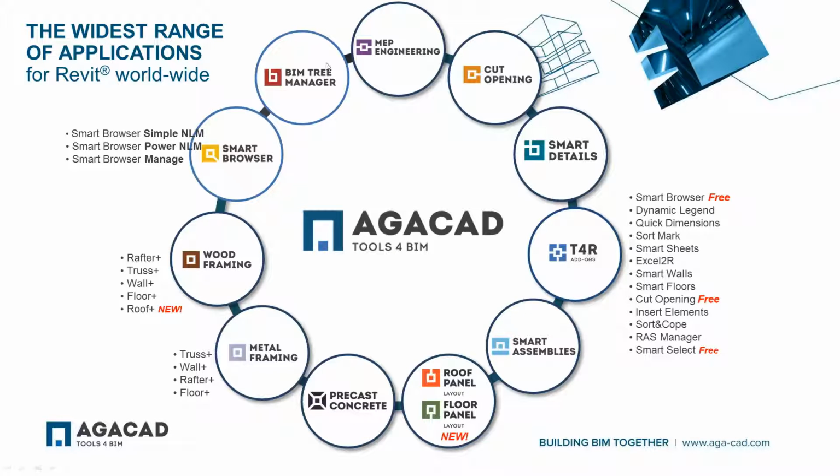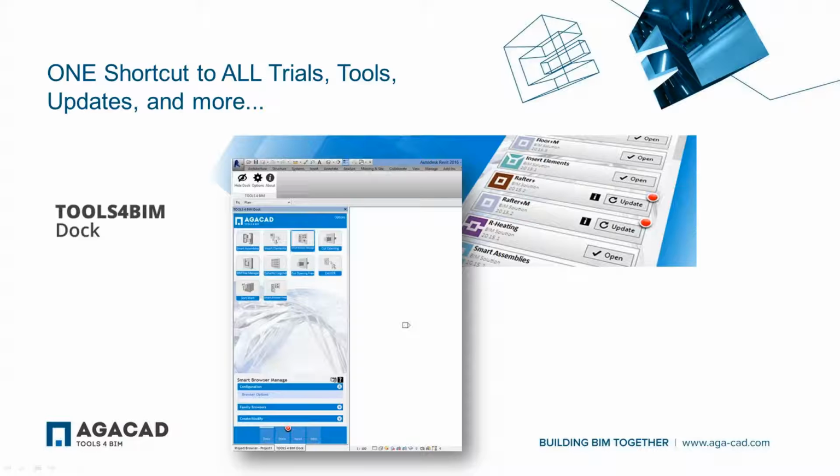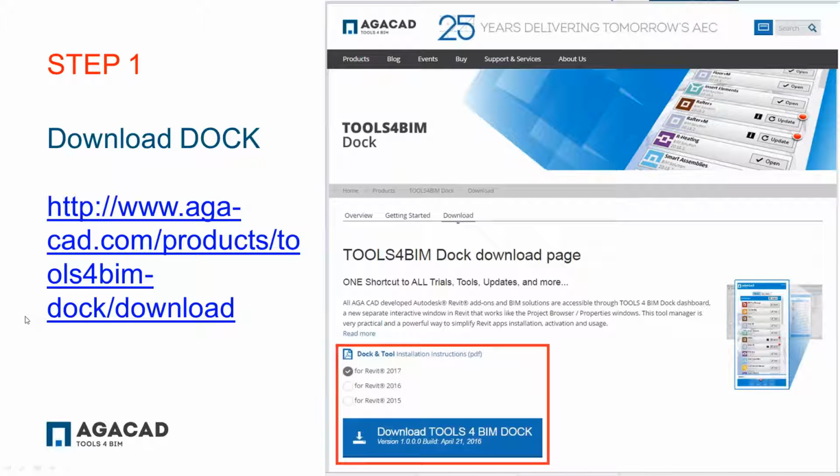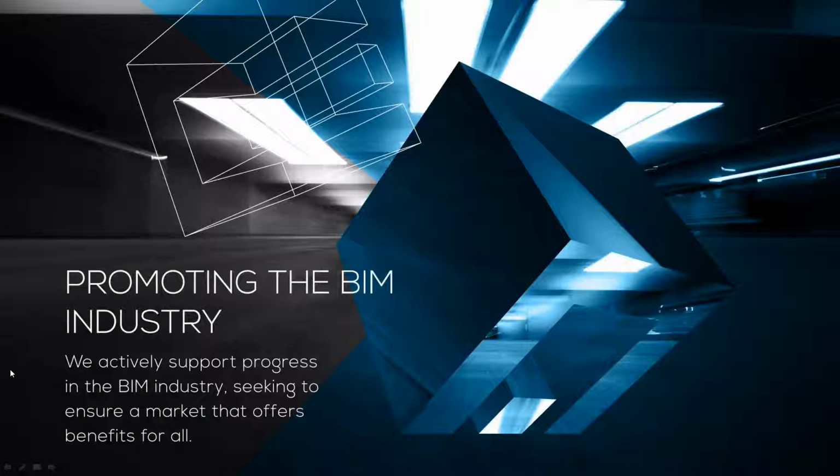Because these are all of the solutions we have. We have different wood framings, like family browser, project browser, some solutions for MEP engineers, cut openings everywhere, in any possible ways in a model. You can have free trials of these elements for 2 weeks, for 14 days. Just go to our web page, download this Tools for BIM doc. So this is the first step, download Tools for BIM doc, then get a trial, install these solutions from the doc.